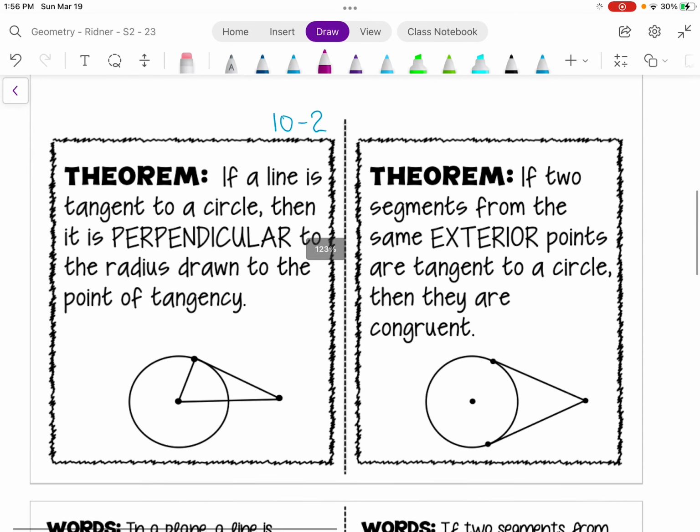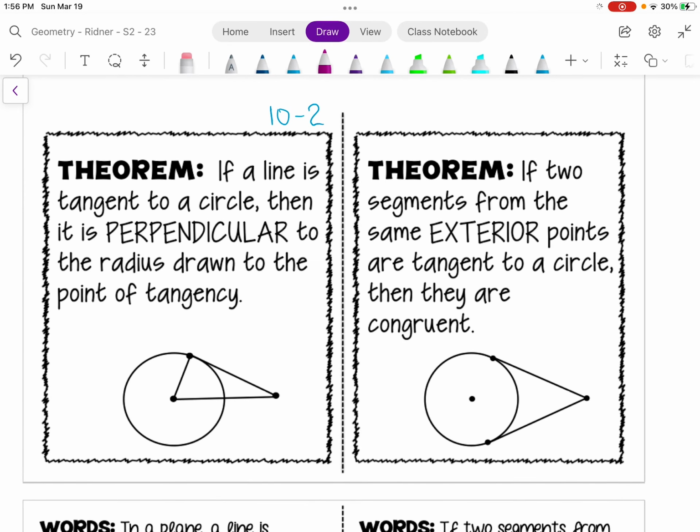Today we are doing 10-2, where we are talking about tangent lines to a circle. We have two theorems here. If a line is tangent to a circle, then it is perpendicular to the radius. So this part right here is perpendicular.